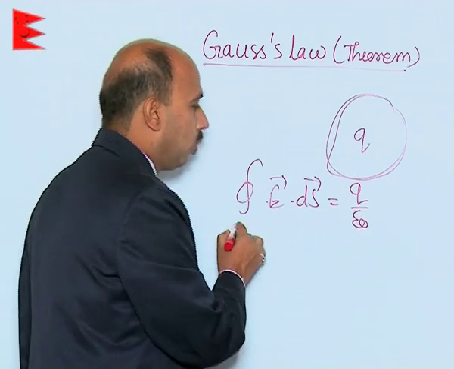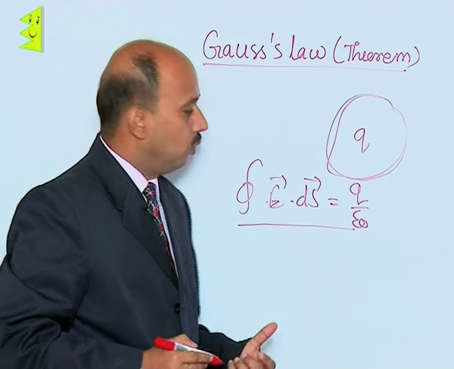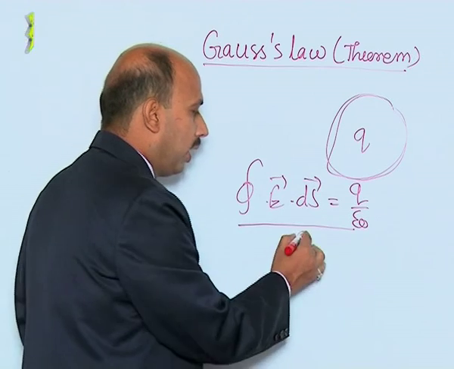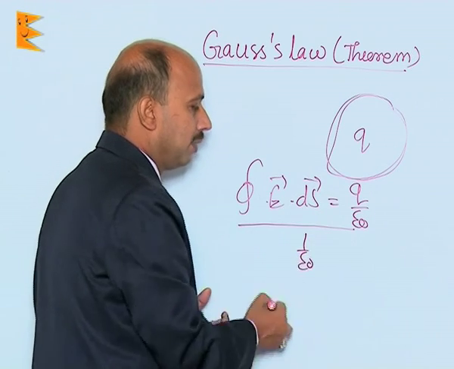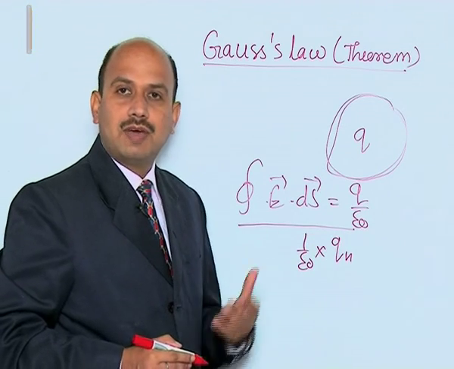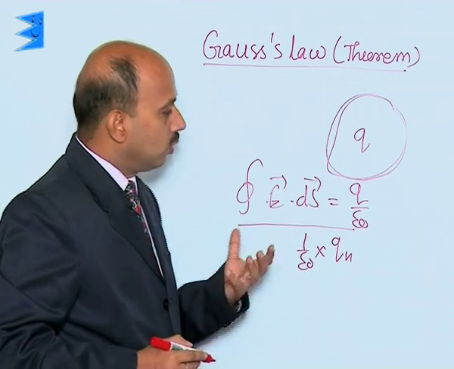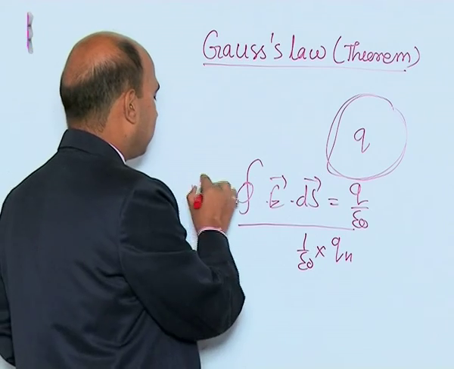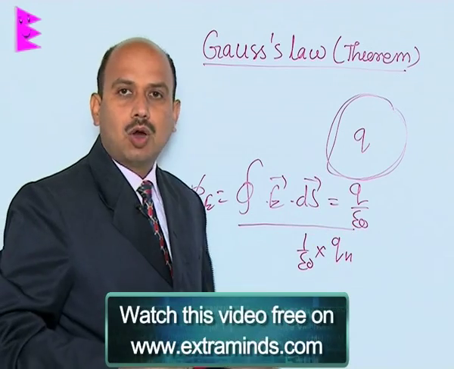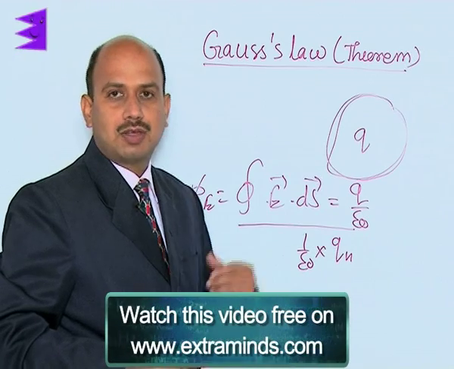So according to Gauss theorem, the surface integral of electric field over any closed surface is equal to 1 upon epsilon naught times the net charge enclosed by the surface in vacuum. This is known as Gauss theorem. So the total electric flux through this closed surface is equal to q by epsilon naught. This flux is independent of the shape and size of the surface.